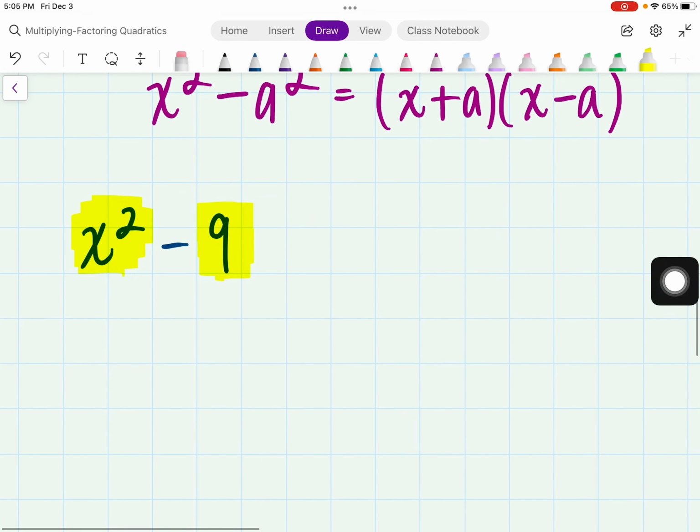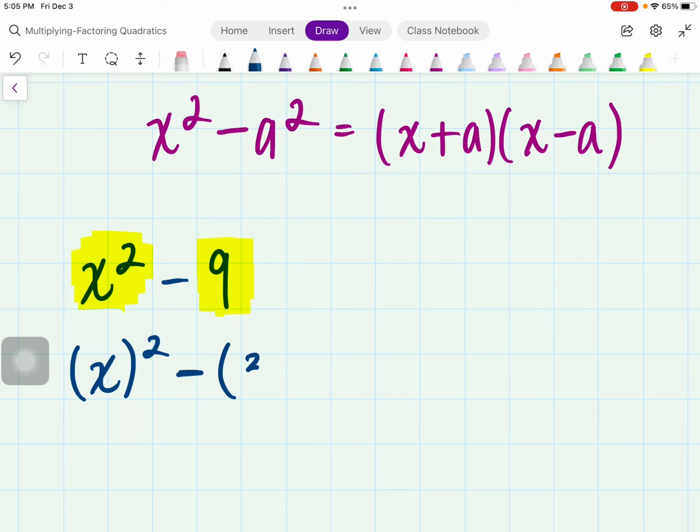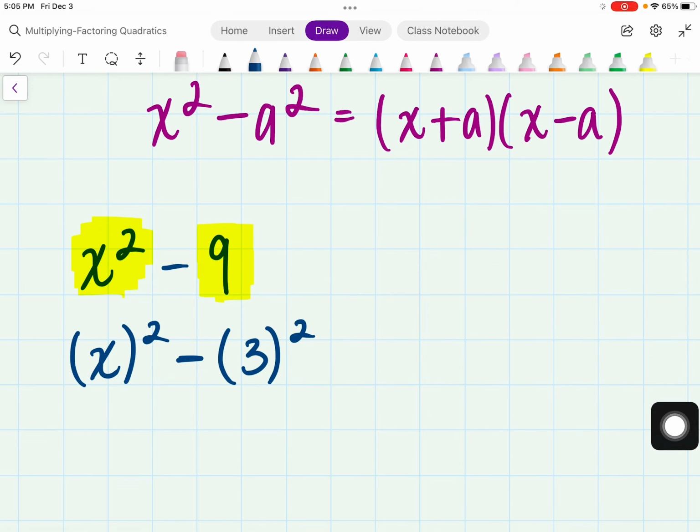So in this case, I have an x squared minus a 9. The square root of x squared is just x. So I could express this as x to the second minus the square root of 9, which is 3. So I could say 3 squared. Once again, 3 squared is 9. In this case, I can represent x being x and 3 being the a.